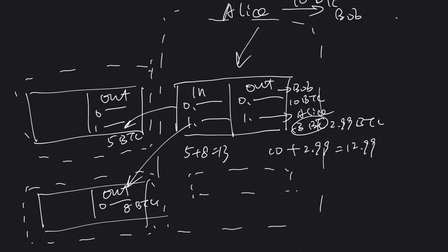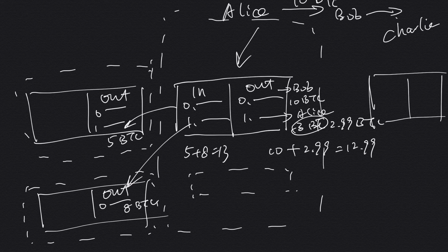Let's say Bob wants to send Bitcoin to Charlie, and so Bob can create another transaction in which the input references the output, the index 0. So it could only have one index. For example, Bob now has already like 10 Bitcoins, and he only wants to send 5 Bitcoins.